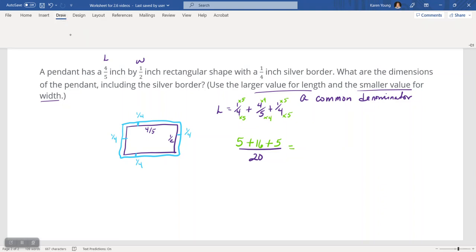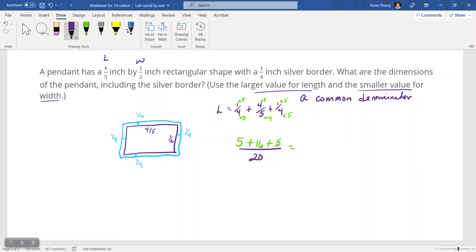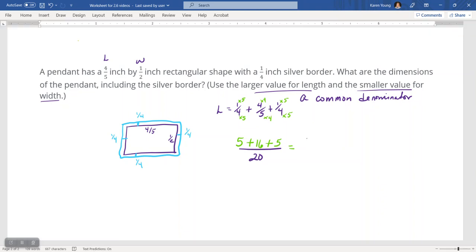So when I add that together, 5 plus 5 gives me 10, plus 16 gives me 26 out of 20. Then this will reduce. 2 goes into both of these. 2 goes into 26 13 times. 2 goes into 20 10 times. So I have a length of 13/10. It doesn't say anything about writing it as a mixed number, so I'm going to leave my length at 13/10 of an inch. So it's just a little bit bigger than an inch with that border.